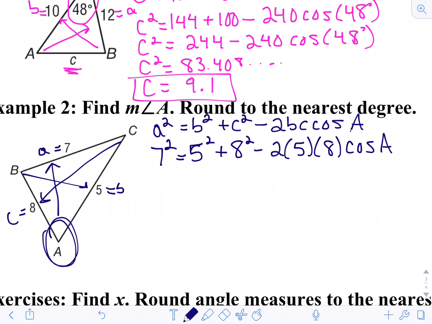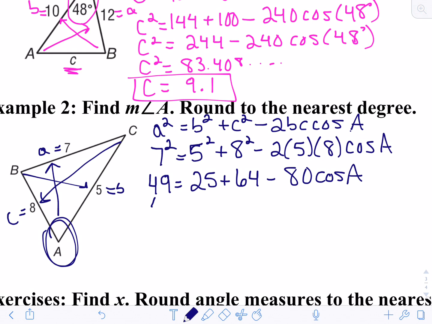Okay, so now I'm going to try to reduce this. We have 7 squared is 49. I have 5 squared is 25. 8 squared is 64. 2 times 5 is 10. 10 times 8 is 80. And we have cosine A.